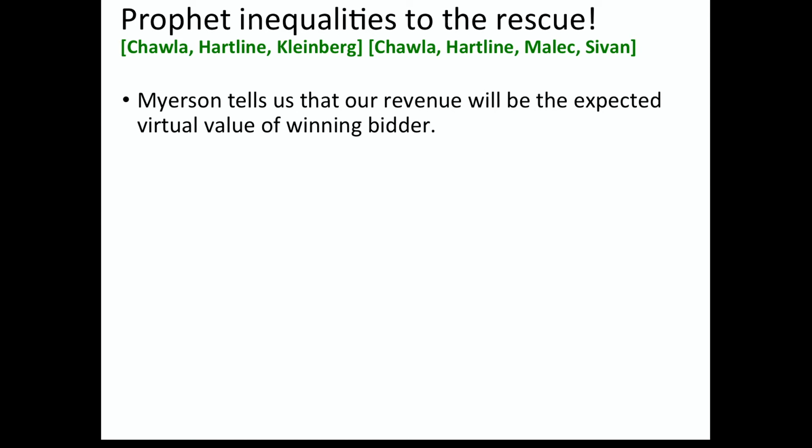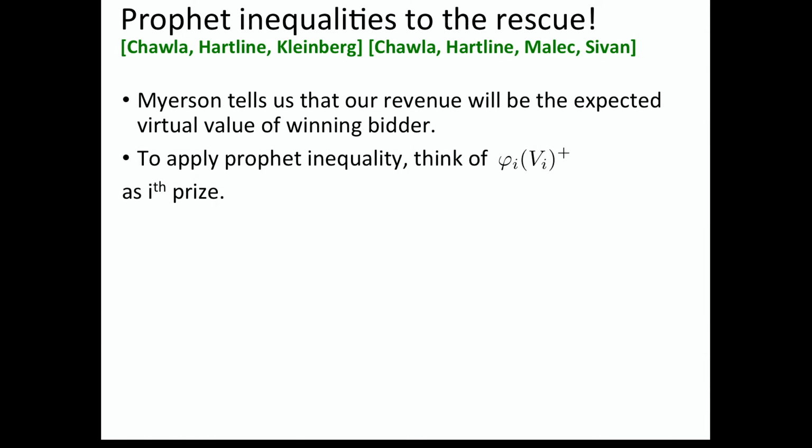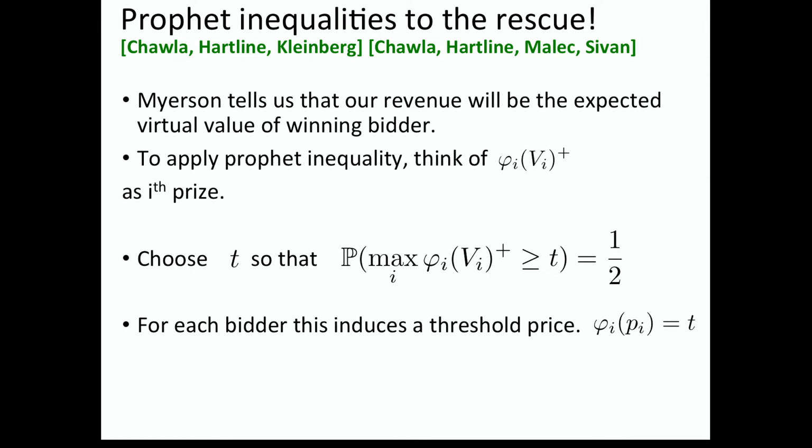So as we said, Myerson tells us that the revenue will be the expected virtual value of the winning bidder. So how would we apply a prophet inequality? Instead of thinking of the values as the prizes, we think of the virtual values as the prizes. Actually, I'm taking a max of the virtual value with 0, okay, because we never want to allocate if the virtual value is negative. So we think of these prizes in virtual value space, and we try to get the largest one. So how would we do that? We could choose a threshold t so that the probability that the max of the virtual values is above t is equal to 1/2, okay?